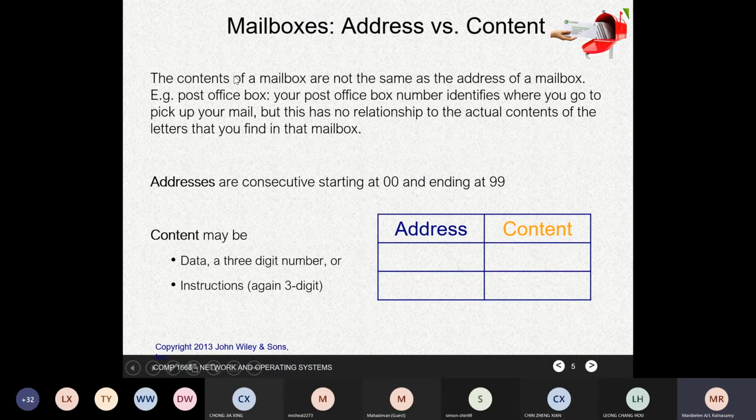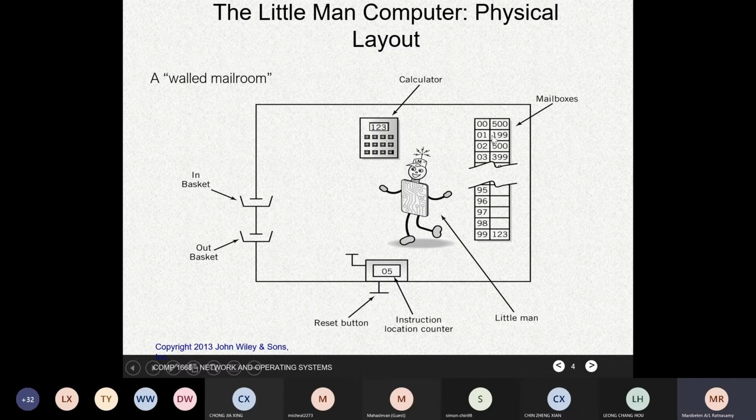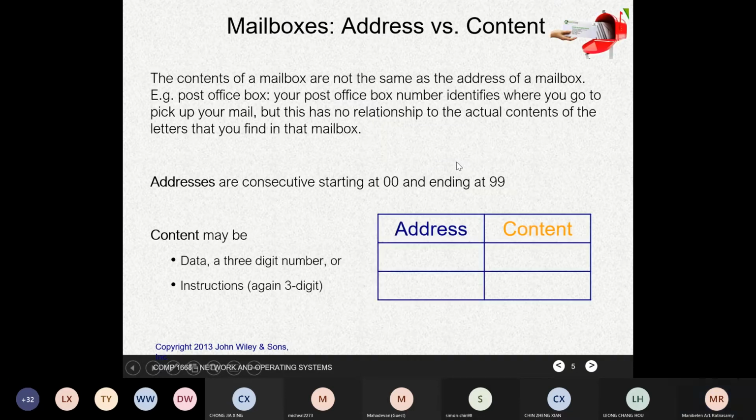The contents of a mailbox are not the same as the address of the mailbox. As you can see, this is the address of the mailbox, and these are the contents. So the contents are not the same as the mailbox. The mailbox address is fixed, but the contents vary. They will change accordingly.